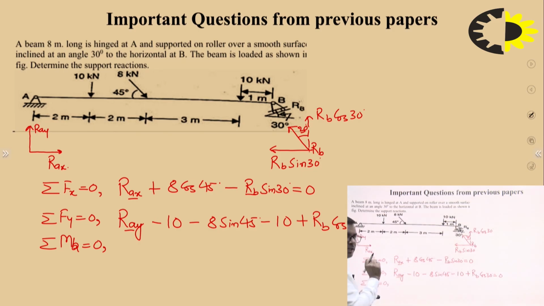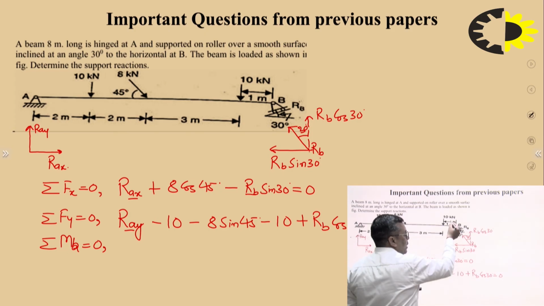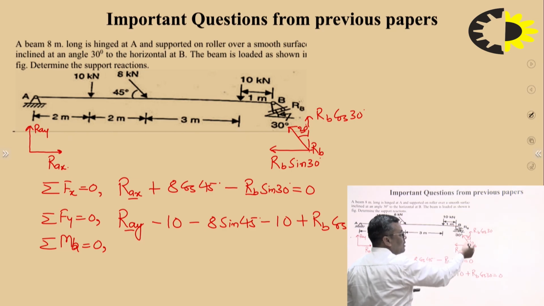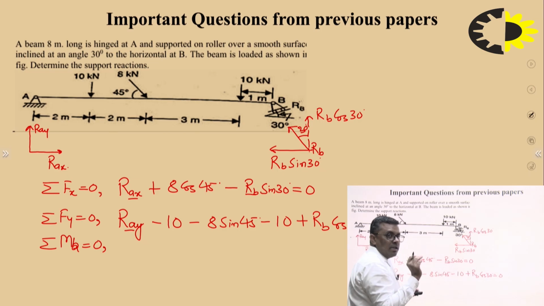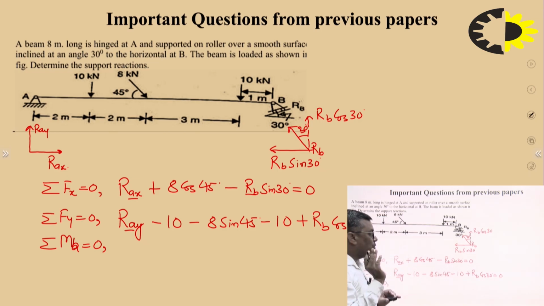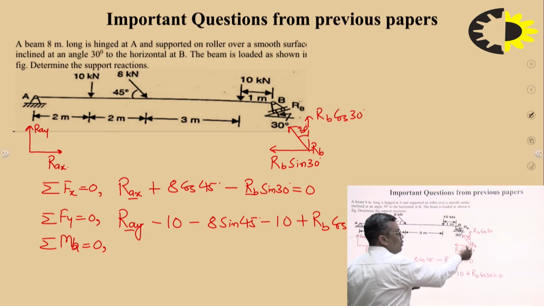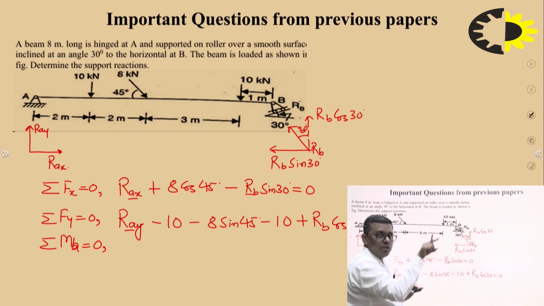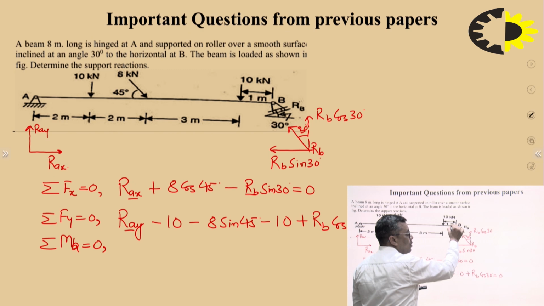Sigma MB equal to 0 means algebraic sum of all the moments due to various forces about point B equals to 0. मतलब B point के about जितनी भी rotational tendencies होंगी उन सभी का algebraic sum 0. Okay, so let's consider the forces. Forces are creating the rotational tendency. So what is the first force available at point B? That is RB. And moment is force into perpendicular distance. Definitely force RB, but the perpendicular distance of this force from point B is 0. So there will be no moment because of RB.